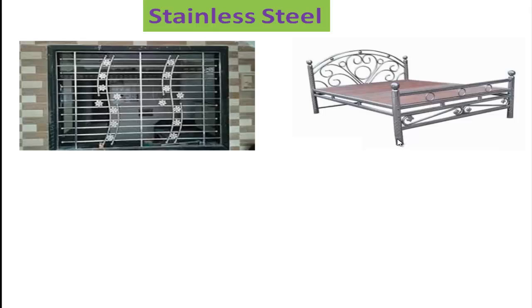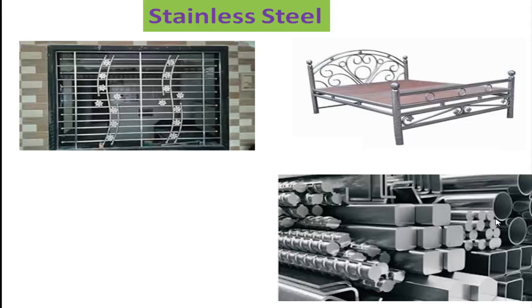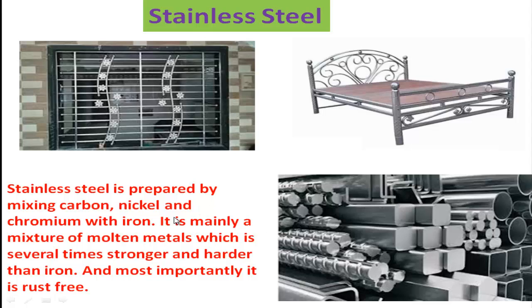You have heard of SS pipe, isn't it? SS for stainless steel. So this stainless steel, follow, this is a stainless steel pipe. So what is this stainless steel? This is actually prepared by mixing carbon, nickel and chromium with iron. It is mainly a mixture of molten metals which is several times stronger and harder than iron, and most importantly it is rust free. That means stainless steel is not only a single metal. It is prepared by mixing carbon, nickel, chromium and iron.